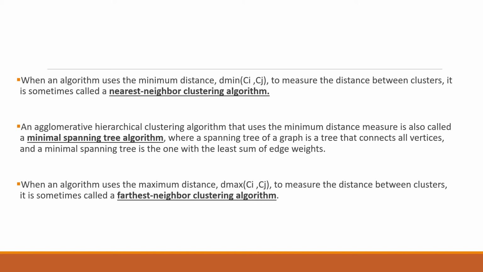Now when an algorithm uses minimum distance to measure distance between clusters, it is sometimes called a nearest neighbor clustering algorithm. An agglomerative hierarchical clustering algorithm that uses the minimum distance measure is also called a minimal spanning tree, where a spanning tree of a graph is a tree that connects all vertices, and a minimal spanning tree is one with the least sum of edge weights. When an algorithm uses a maximum distance to measure a distance between clusters, it is sometimes called a farthest neighbor clustering algorithm. Thank you.